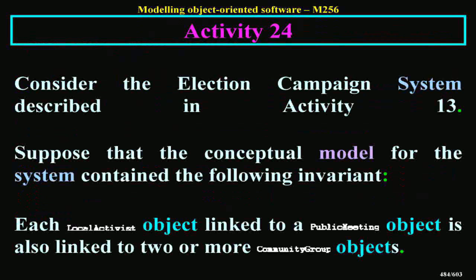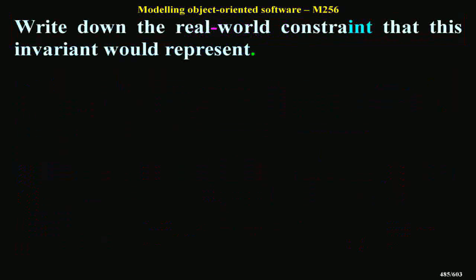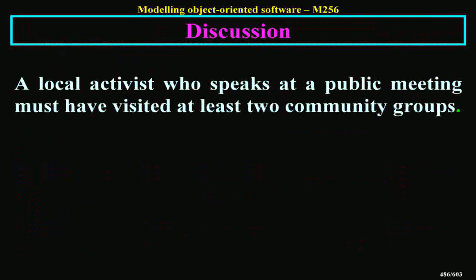Consider the election campaign system described in Activity 13. Suppose that the conceptual model for the system contained the following invariant. Each object linked to an object is also linked to two or more objects. Write down the real-world constraint that this invariant would represent. Discussion. A local activist who speaks at a public meeting must have visited at least 2 community groups.